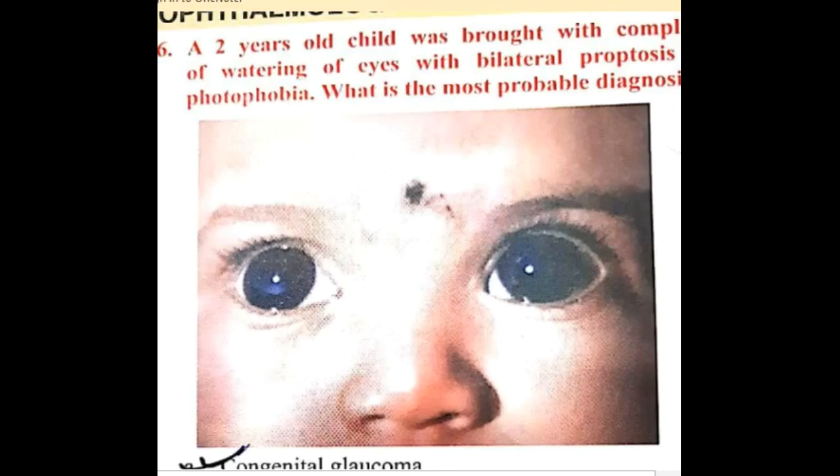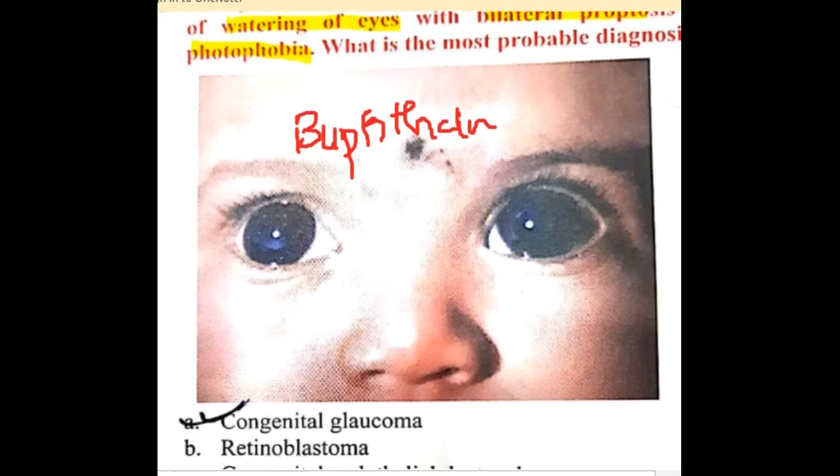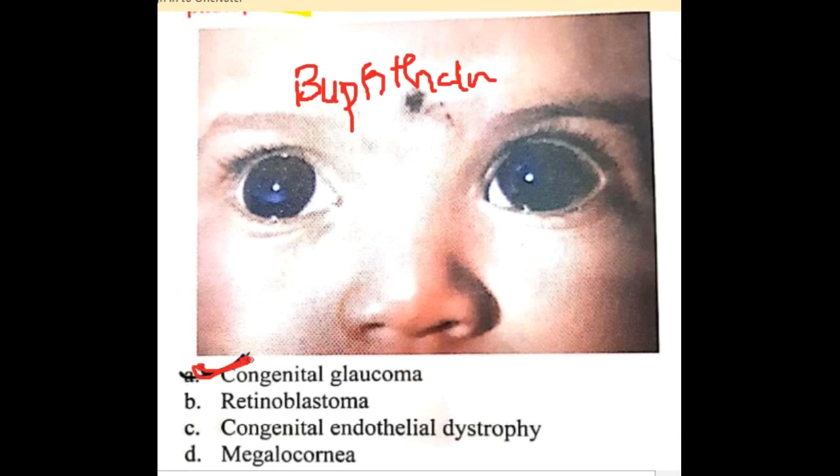Hello friends, let us now learn about some new questions from previous year questions. A 2-year-old girl was brought with complaints of watering of eyes, bilateral proptosis and photophobia. This is the picture given, and what is the diagnosis? This is actually the picture showing buphthalmos. So this is the picture of congenital glaucoma.